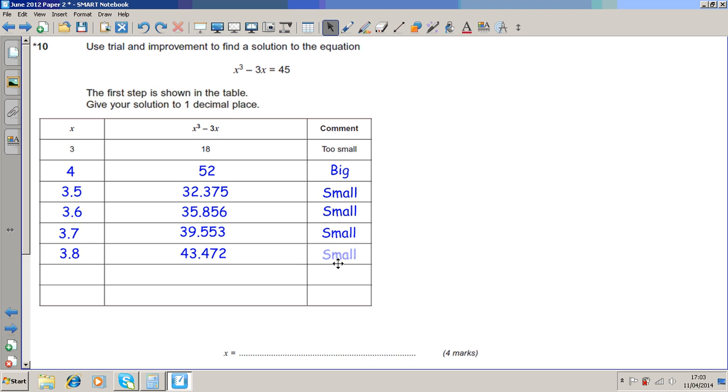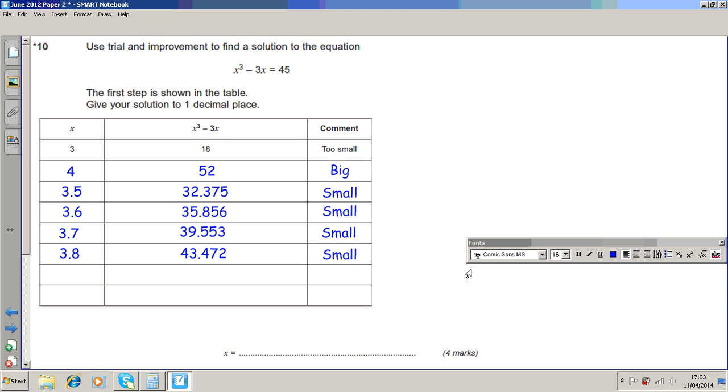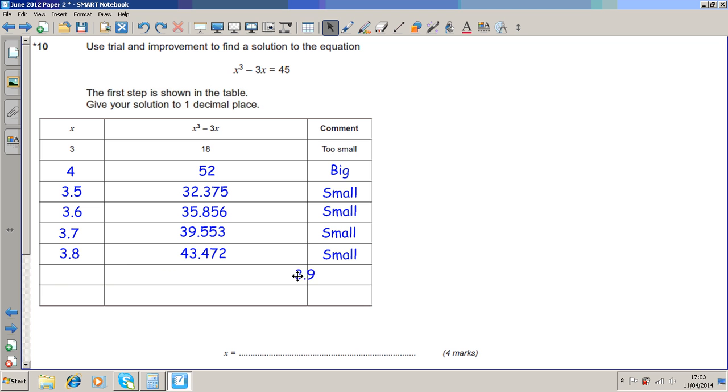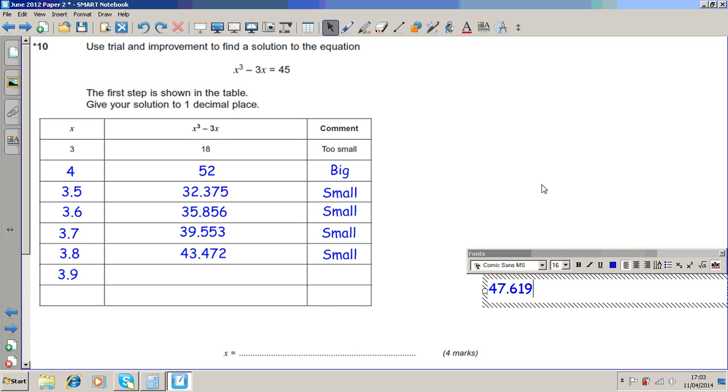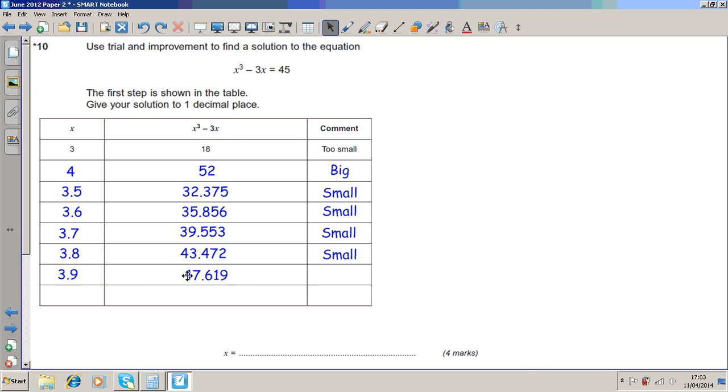A little bit annoying now because we kind of know that 3.9 is going to be too big. You can sort of see that, but it's a calculation that's worth doing. 3.9 cubed, minus 3 lots of that, is going to be 47.619. And finally we've got one which is too big. Okay, so that'll get you 3 marks so far.